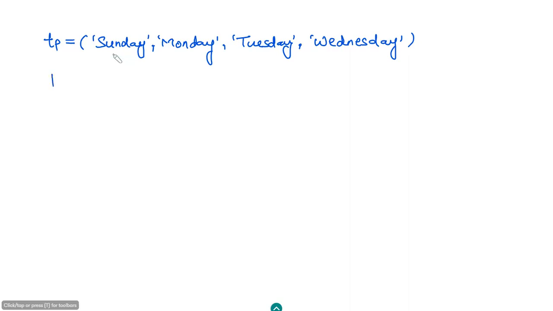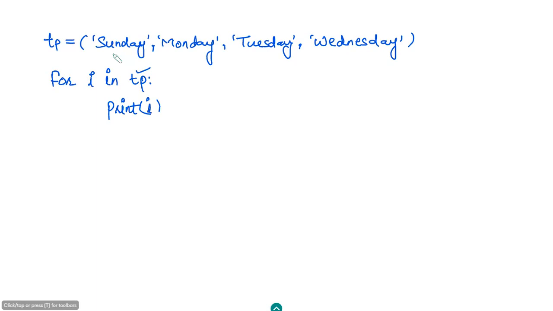Just write the statement: for i in range of the length of the tuple, print i. So what will happen here? This is the range of the tuple. This is the size of the tuple. We are passing the size of the tuple, which means we are passing the range of the loop here.